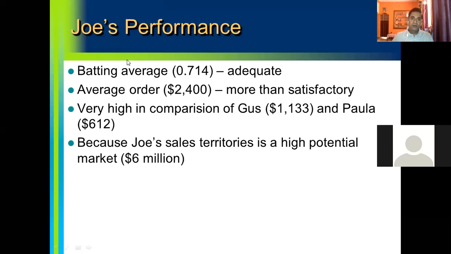Now, why is it so? Though he has made the fewest calls, traveled the longest miles and incurred the highest expenditure, his batting average is still very adequate, and his average order is higher than the other two sales reps. The remaining part we are going to discuss in the next class on Tuesday, and on Tuesday we are going to complete this chapter.